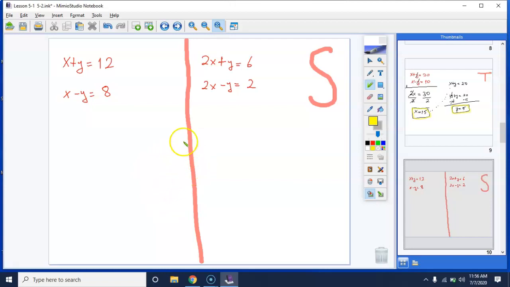And please pause the video here. I want you to try to solve these two equations.